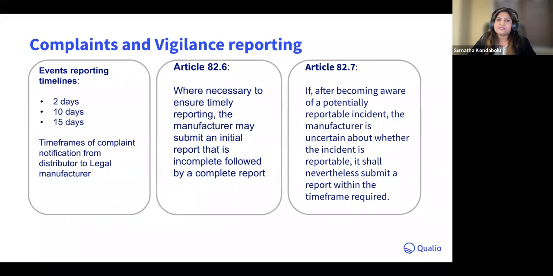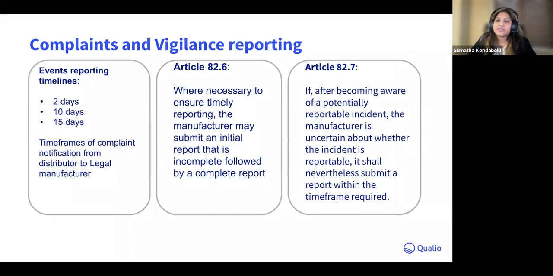And if you see here, complaints and vigilance reporting, that's where specifically event reporting would be 2 days if it is very critical reporting that needs to be done, followed similarly by the other 10 days and 15 days based on the criticality. So the time frames of complaint notification from the distributor to the legal manufacturer also need to be made sure that these are being followed.